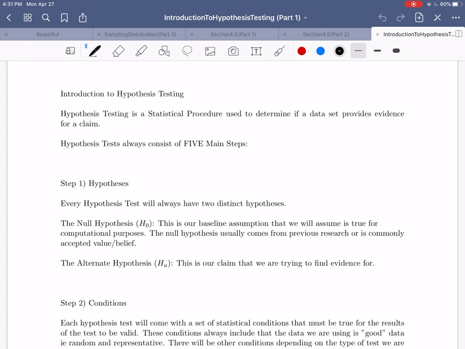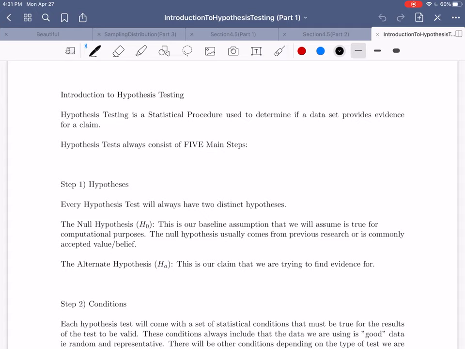So hypothesis testing in general is a statistical procedure used to determine if a data set provides evidence for a claim. When you think about hypothesis testing, it's really a form of inferential statistics because its whole purpose is to allow you to determine if the data that you have in front of you, a sample of data, provides evidence for some sort of claim. Now we'll see a whole variety of data sets, from quantitative data sets to categorical data sets. Sometimes we'll have one, two, or even more than two samples, but it'll always be about using that data to decide if we have evidence for a particular claim.